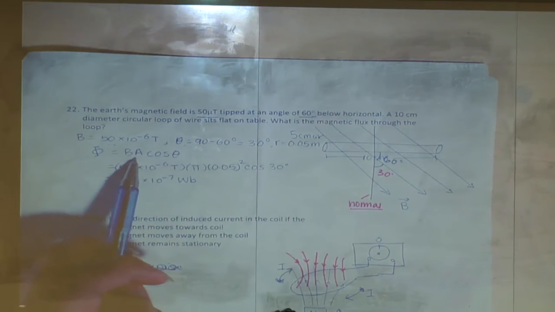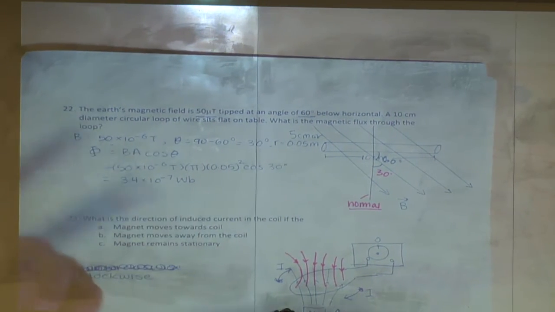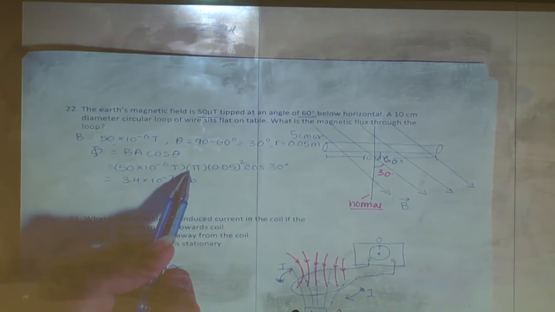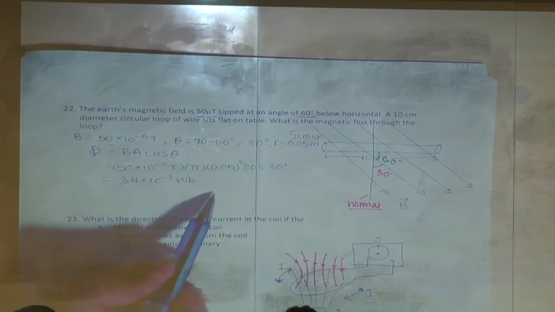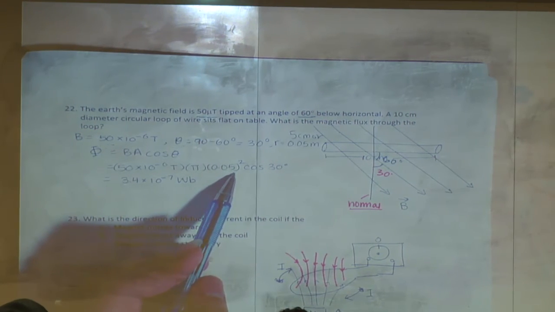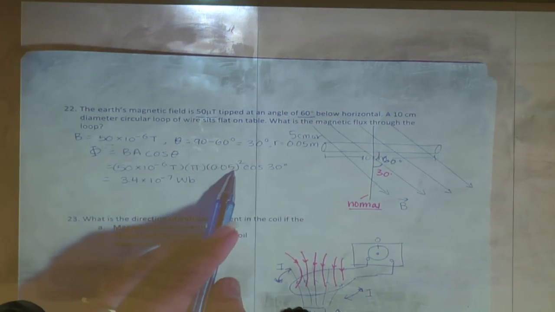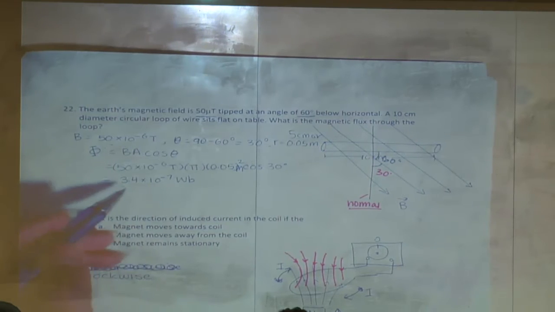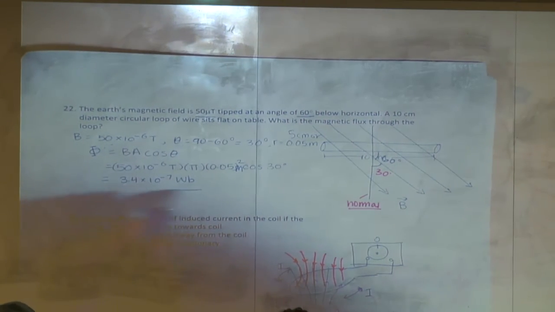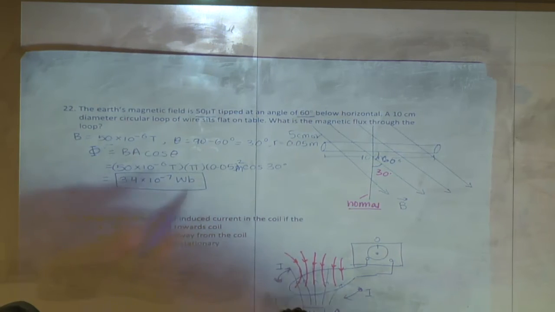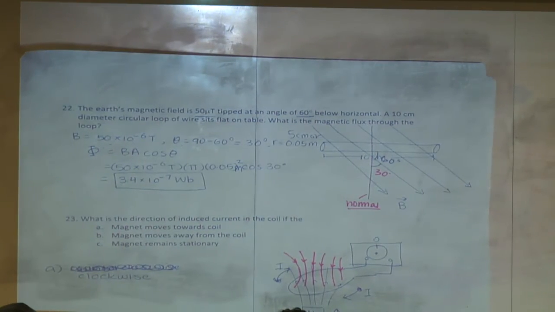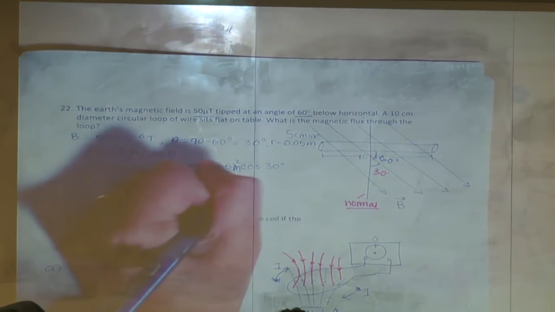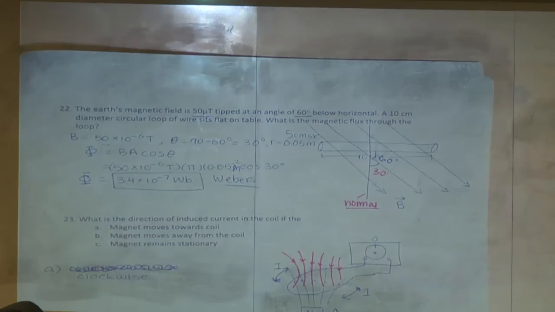Since the area of the wire is probably going to be a cross-sectional area as well, we're going to have to use pi r squared. So our radius is 0.05 meters, therefore that's 0.05 meters squared. Okay, and that gives us 3.4 times 10 to the negative 7 Webers. So magnetic flux is measured in Webers.